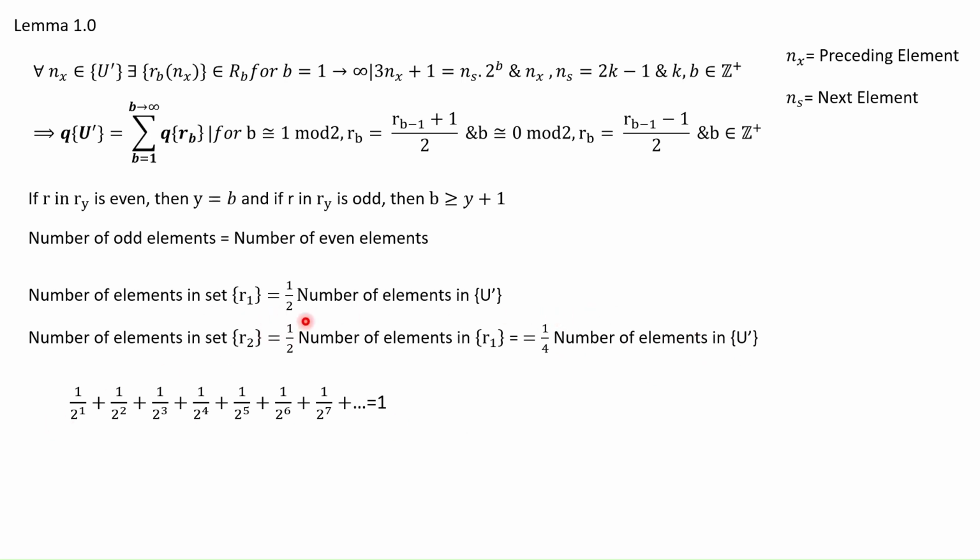So how do we know that these are half of the elements? Because we are expanding only the odd elements, and it's safe to assume that half of the elements are odd and half of the elements are even.